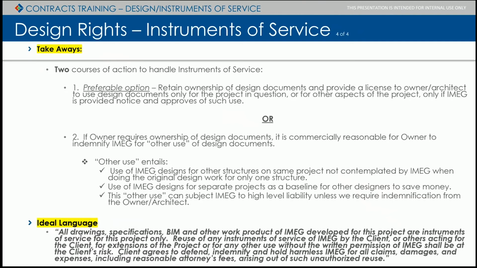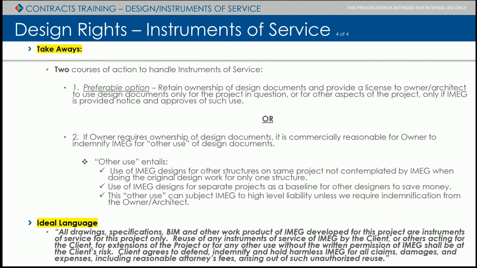So two courses of action. It's really three courses of action, because one is the practical reality that I think is good if we can get it. So the preferable option is obvious. We want to retain ownership of our documents. We provide them a license and we specify it's for this project only. And oh, by the way, if you use it for anything else and something happens, you indemnify us, defend us, and basically take on that lawsuit because you've misused our stuff.